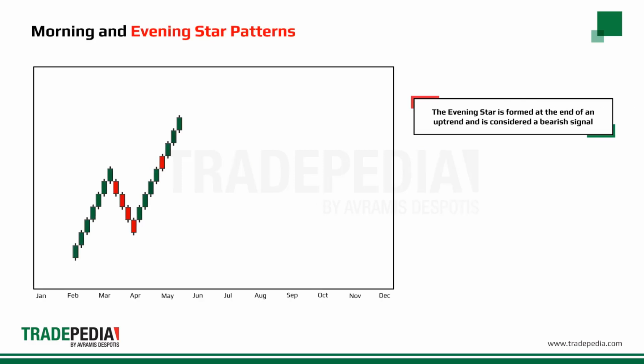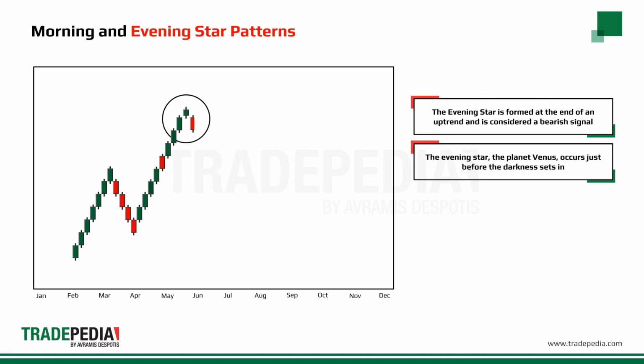The evening star is found at the end of an uptrend. The evening star, like the planet Venus, occurs just before the darkness sets in and is considered bearish. The pattern consists of 3 candles. A large green body followed by a small body, which can be green or red. The third candlestick is a red body that closes well into the large green candle body.